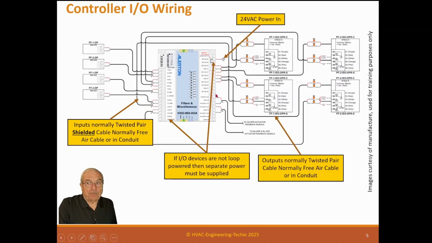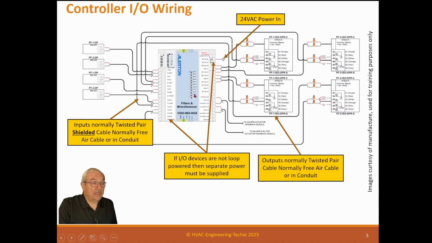Then they have separate power. This one happens to be 24 VAC, and this one down here is 24 DC. So if you have a device that needs DC power, you can actually just get it right here. You don't need a separate DC power supply, as long as the current from the controller is greater than the current the device is using.